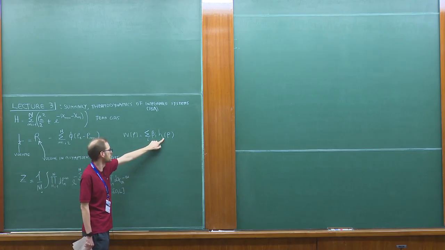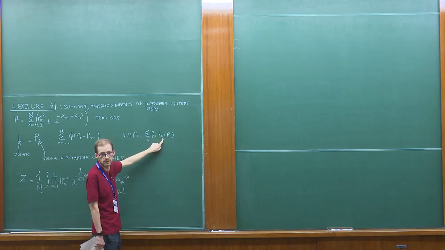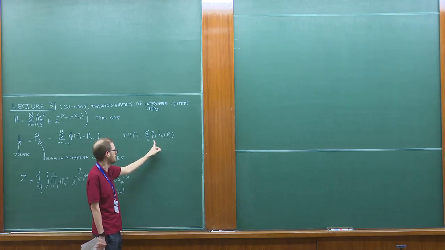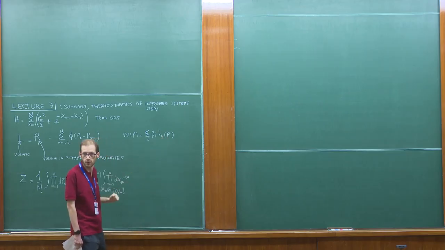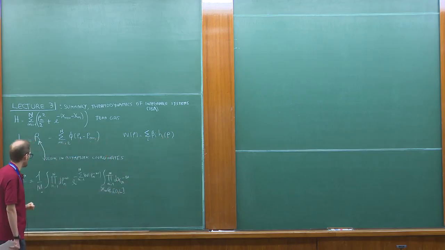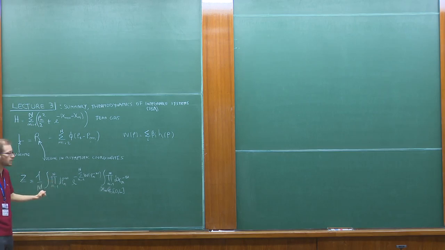For instance, for the number of particles, index i equals 0, this is 1. For kinetic energy, let's say i equals 2, this will be p squared over 2. For momentum it is p, just to give some examples. And we saw that for integrable models, an efficient, good basis to write the partition function is the basis of scattering states.